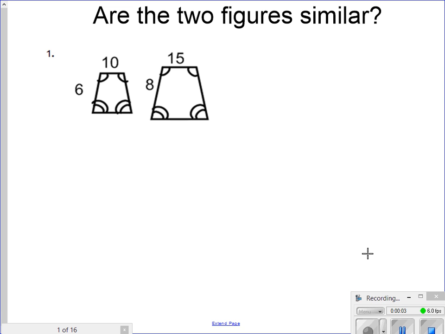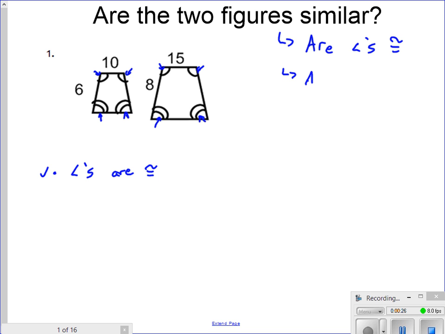Take a look at the review sheet very quickly. Are the two figures similar? So what you're looking for there, first thing to check, are the angles congruent? We can see here, 2 and 2, the bottom two angles, and then on the top you got 1 mark on the top two, so the angles are congruent. So step 1 is true.